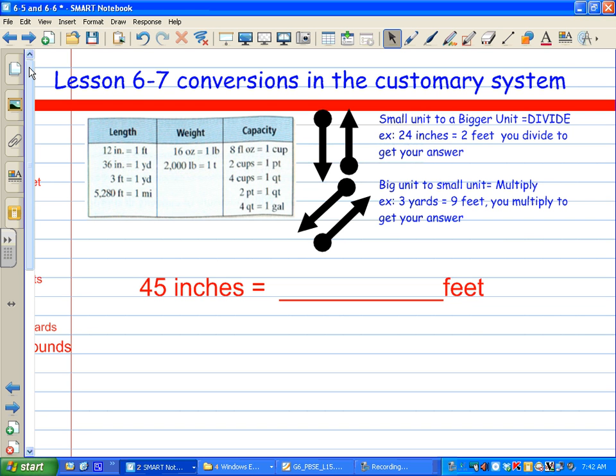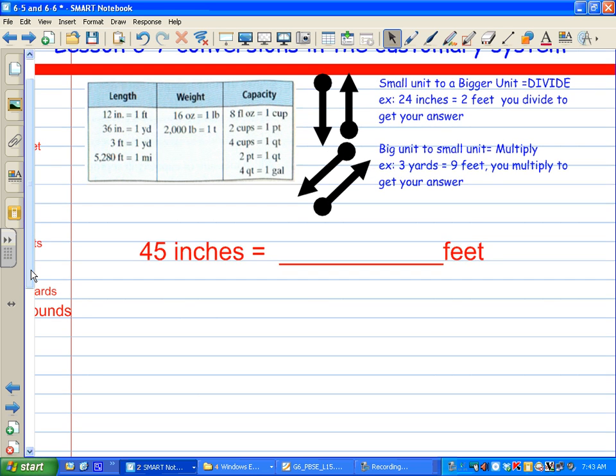In the customary system, we have lots of different conversions for weight, capacity, and length, all of them different. So you really have to pay attention to what you are exactly doing. And you're not just dividing by units of 10 the way you would with the metric system. Our first problem is 45 inches equals how many feet?